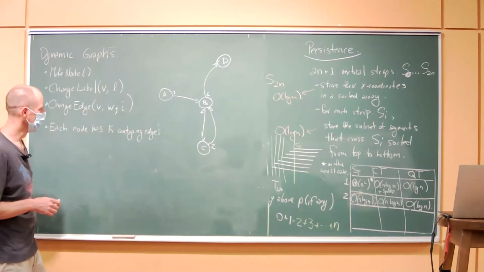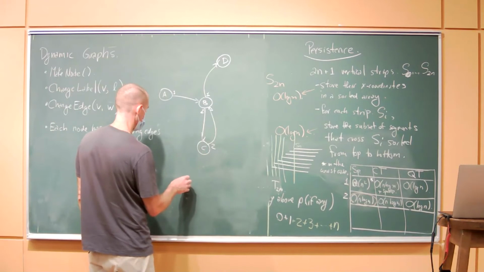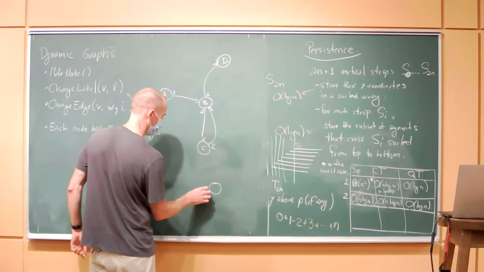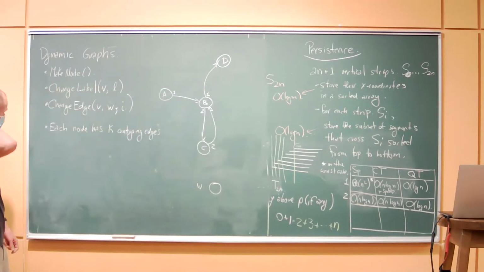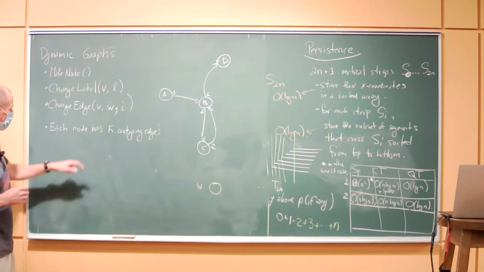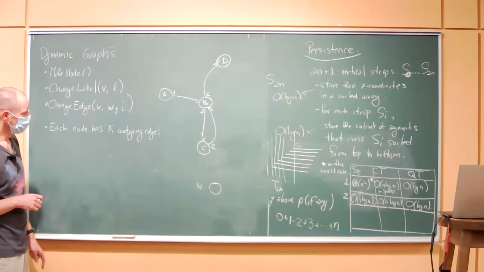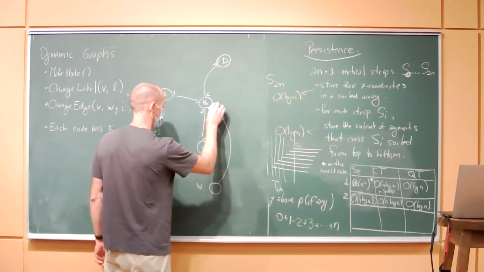So for example, if I did a make node, that would create some new node. We could call it W. And if I say change edge from B, slot 2, to W, then that would do something like this.